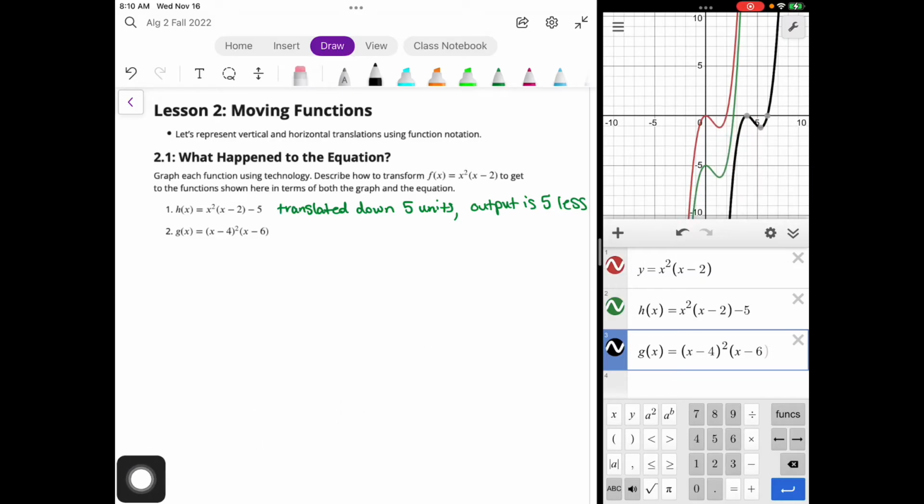So if we look, it's been translated 4 units right. Okay, but now if we take a look at our output, it is 4 units more.